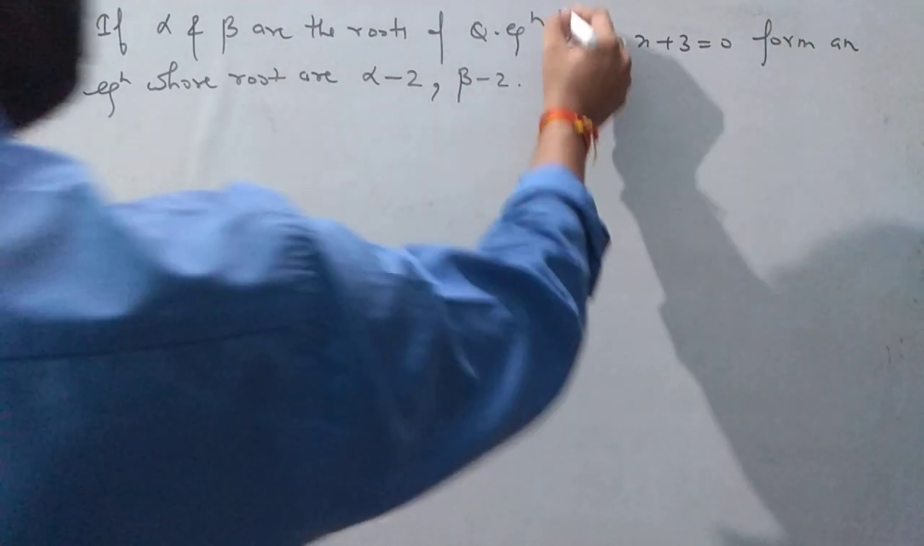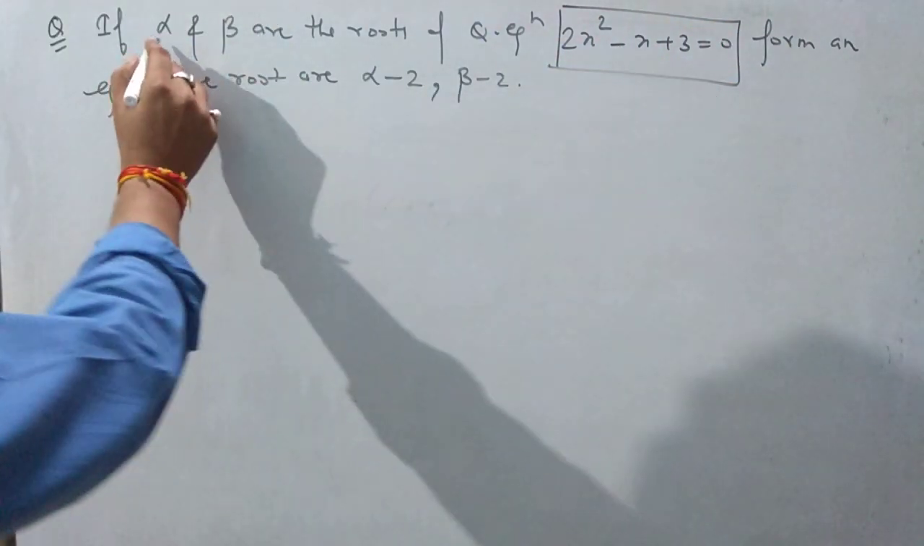First of all, this equation is given and the question says this quadratic equation has roots alpha and beta.